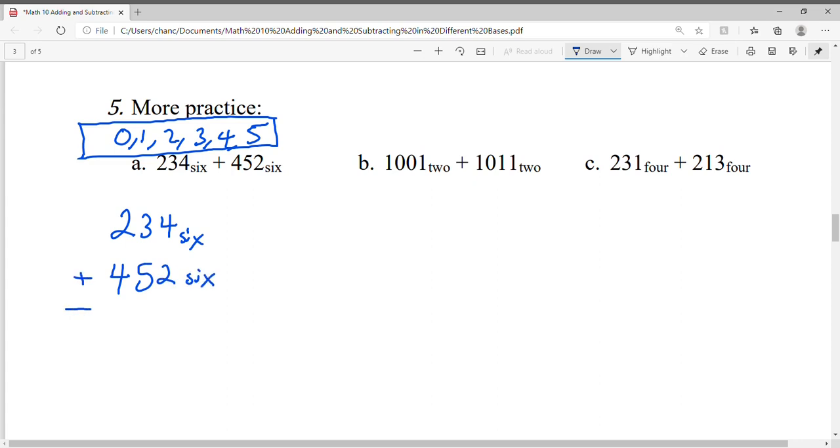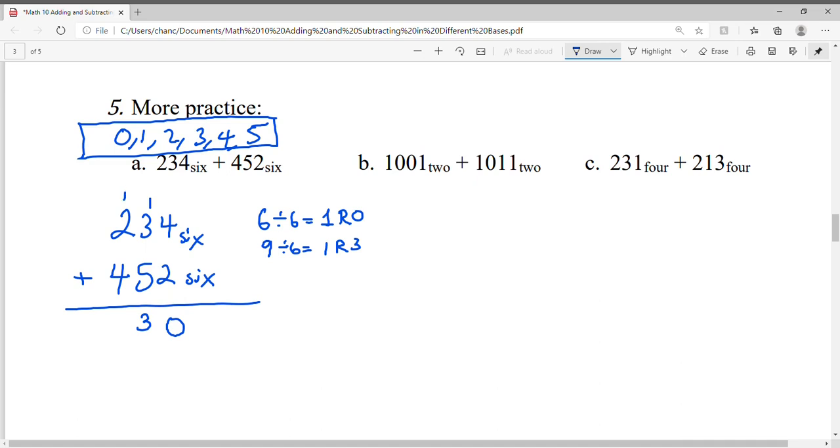on the bottom. We'll add 4 plus 2, that gives us 6, but 6 does not exist in base 6. So divided by 6, you get 1, remainder 0. That means we have 0, and we'll carry that 6 over as a 1. 1 plus 3 plus 5 is 9. That means 9 divided by 6 is equal to 1, remainder 3. I have a 3 down here, and I'll carry that additional 6 over.